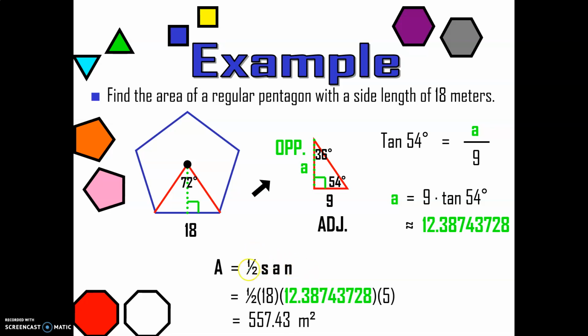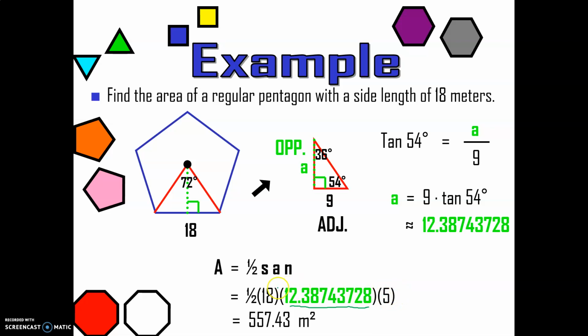So plugging all our numbers in, we get 1/2. The side length is 18. Remember, that's the original side length. The apothem, the whole reason why we use trig to do all this, was to find this apothem. And this is a pentagon which has 5 sides.